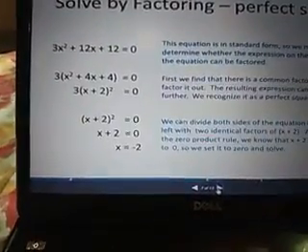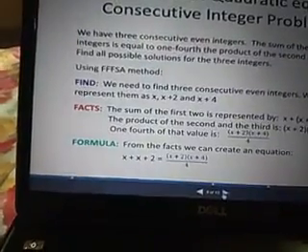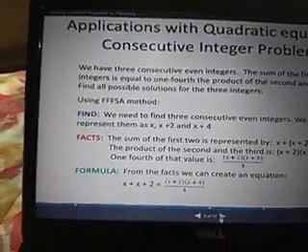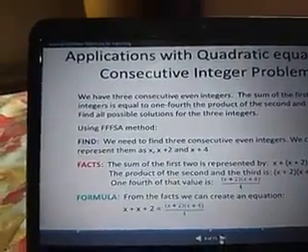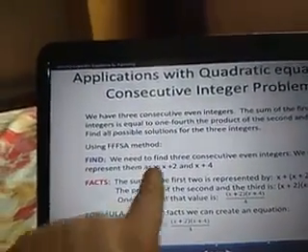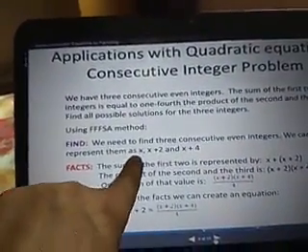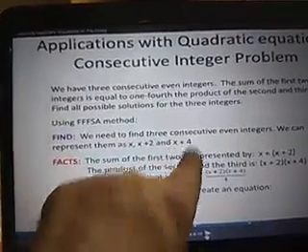Now how do we utilize this? We've got an example: if you have a word problem related to consecutive integers, and there are 3 consecutive even integers, then the first one we take as x, the second one as x plus 2, and the third one as x plus 4.